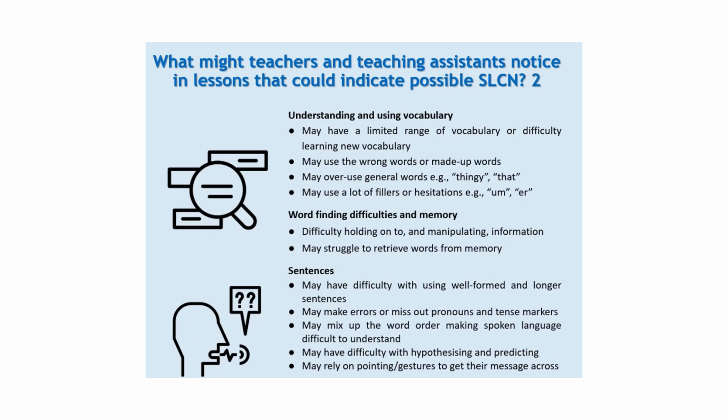What might teachers and teaching assistants notice in lessons that could indicate possible SLCN? 2. Understanding and using vocabulary. May have a limited range of vocabulary or difficulty learning new vocabulary. May use the wrong words or made up words. May overuse general words, e.g. thingy and that.